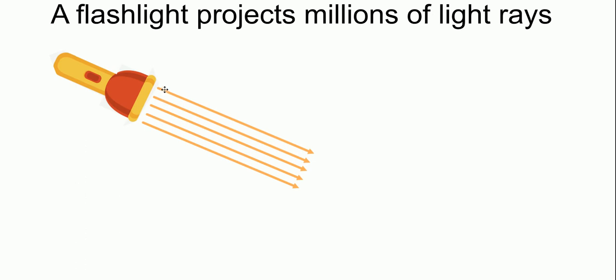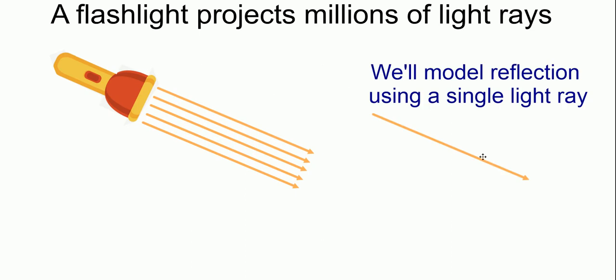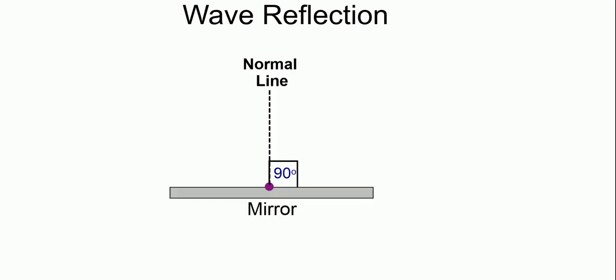A flashlight sends forth millions of light rays, millions. We're going to use one single ray to demonstrate how reflection works. So we'll use one of those millions. I've only drawn 6, but there are millions there. We'll use just one.